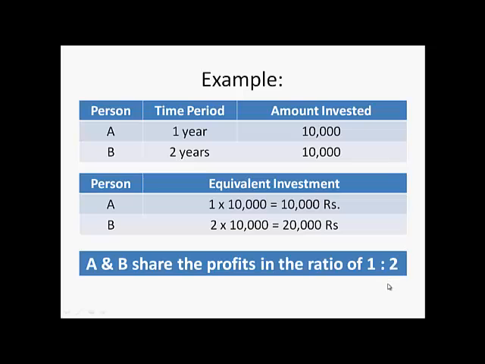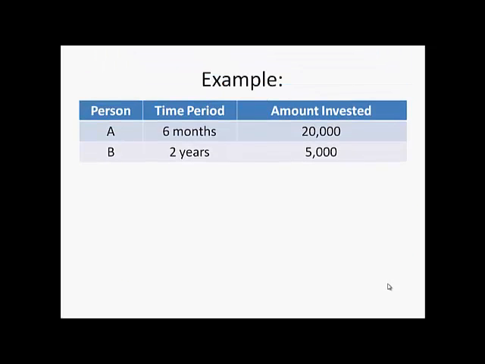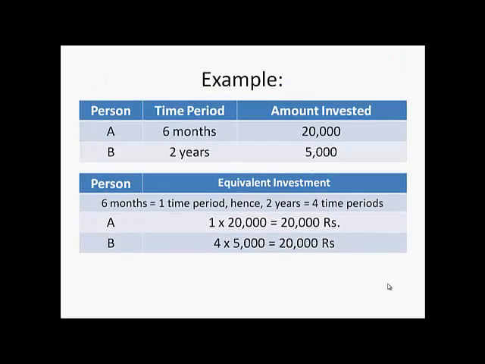Let's take another example to understand this concept further. Say A invests rupees 20,000 for a period of 6 months, whereas B invests just rupees 5,000 but for a period of 2 years. Now, let us take a look at how we calculate the equivalent investment. We assume the 6 months to be a single time period. So A invests for one time period and B's investment for 2 years is the equivalent of 4 time periods.